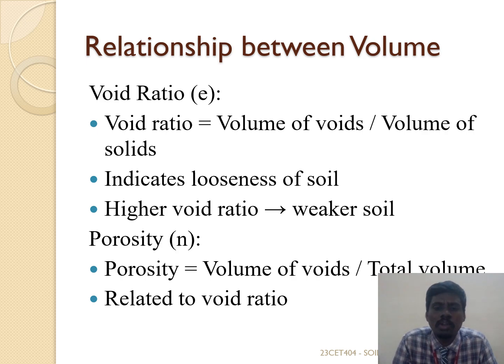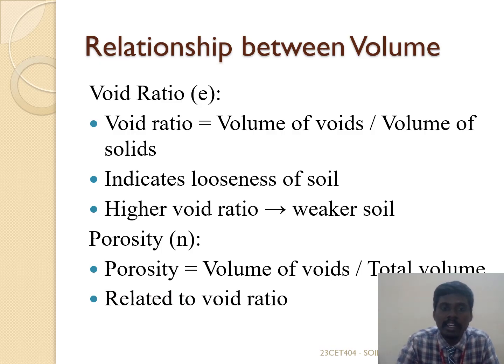Next one is the porosity. Porosity means the total volume of voids to the total volume of soil mass. The first one, void ratio, means Vv by Vs, that means volume of voids divided by volume of solids. Next one, porosity, means volume of voids to the total volume, that means Vv by V. So this is the major difference between them. It is related to the void ratio also.